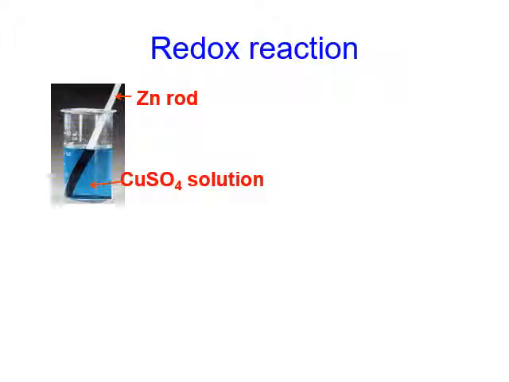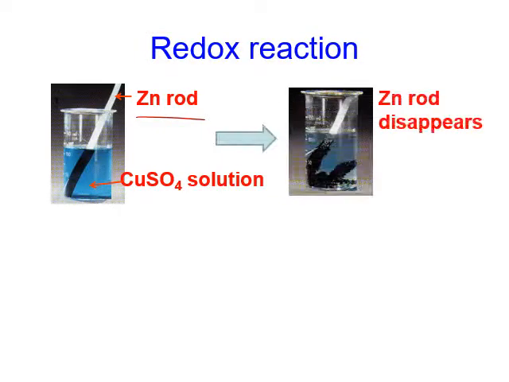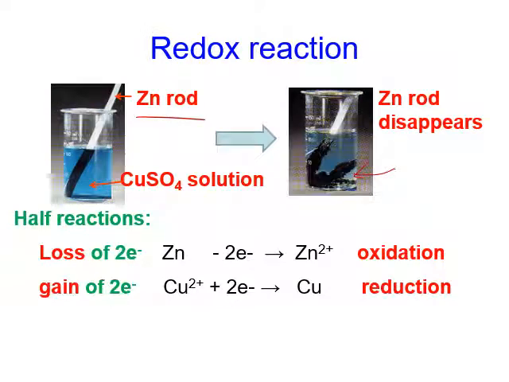When a zinc rod is placed inside a copper sulfate solution, with time the zinc rod disappears. At the same time, a black powder appears. What happens is there are two half reactions. One is the zinc metal loses electrons to form zinc 2+. The zinc ion is soluble in the solution, and that's why you see the metal disappear.